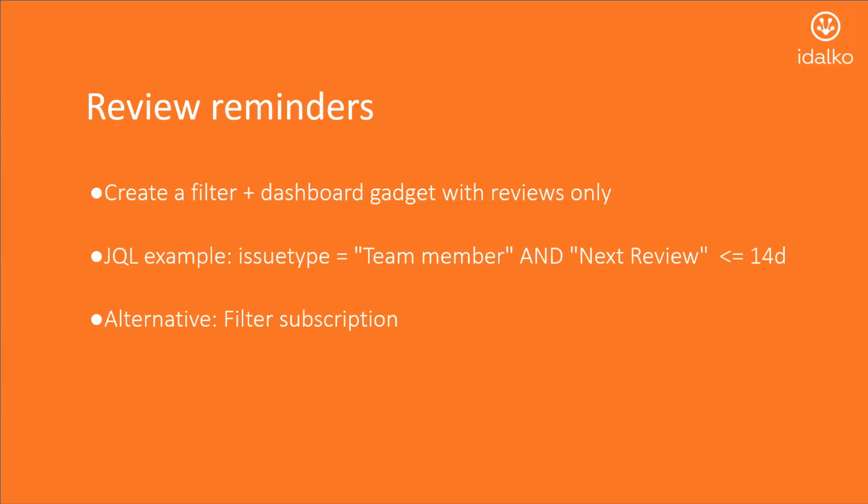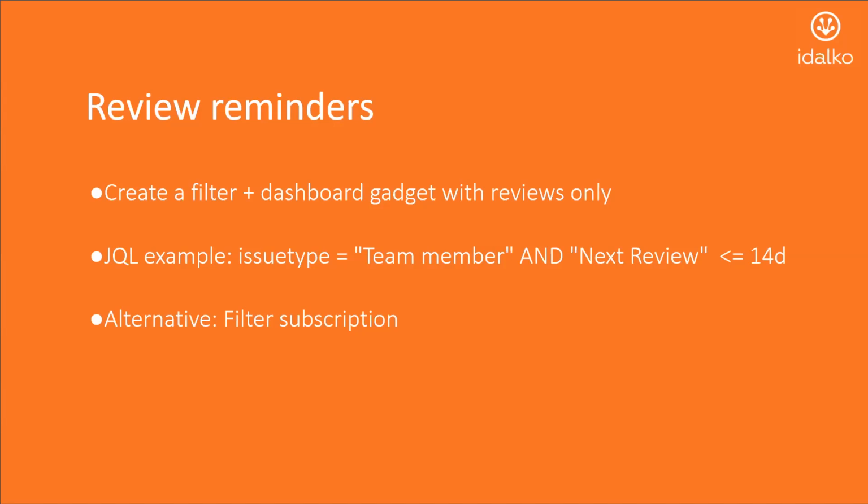One of the fields you might want to create on your issue is the date of the next review with the employee about which you would want to be reminded. So how to do it? The first step would be to create a filter that lists all the employees and their next review date. I have chosen an example of a filter where I see all team members that will have their next review in 14 days or sooner.